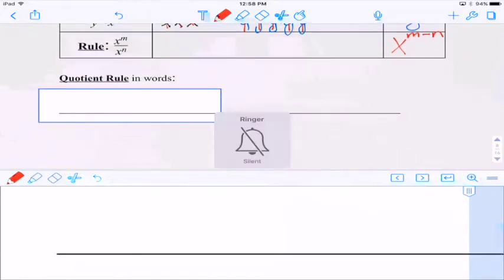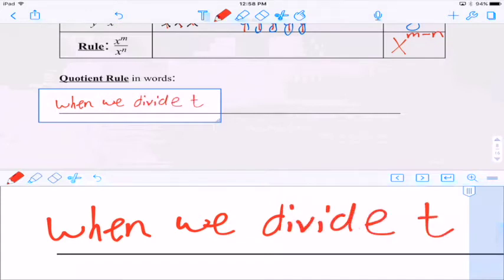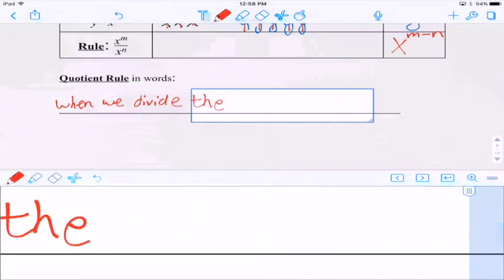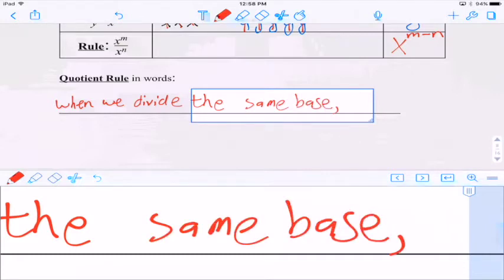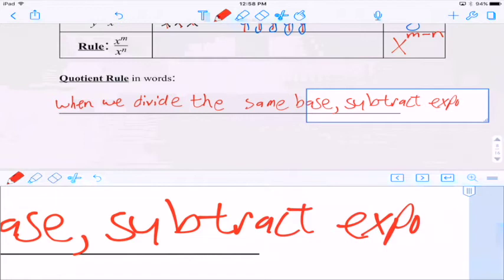So in words, when we divide the same base, we subtract exponents.